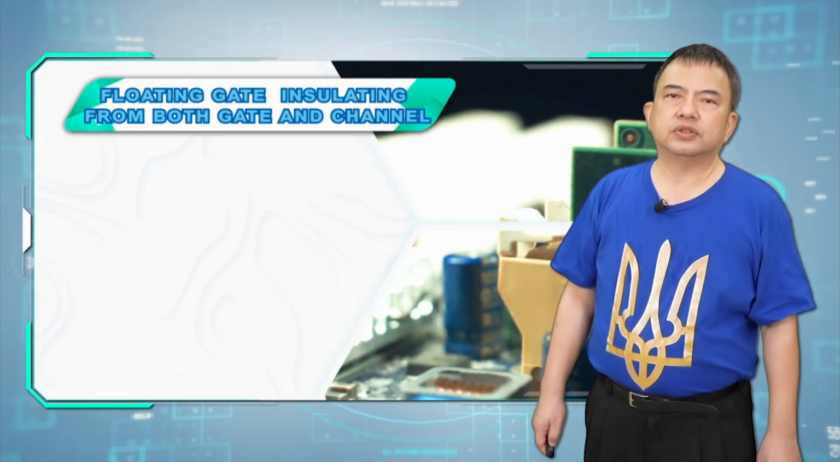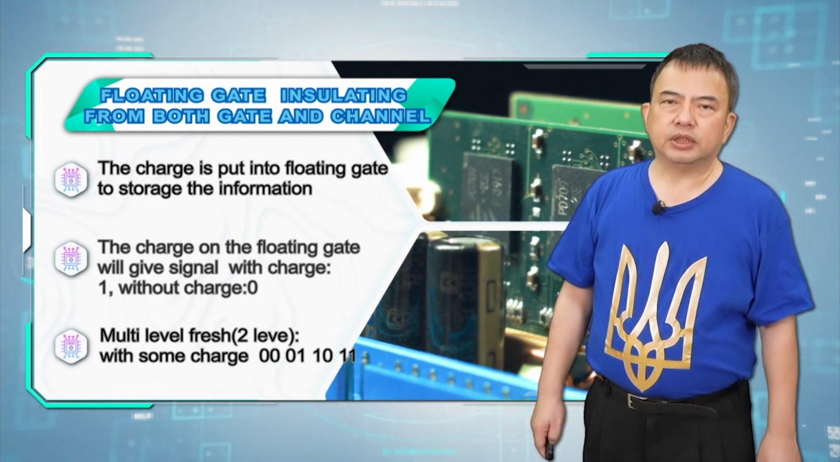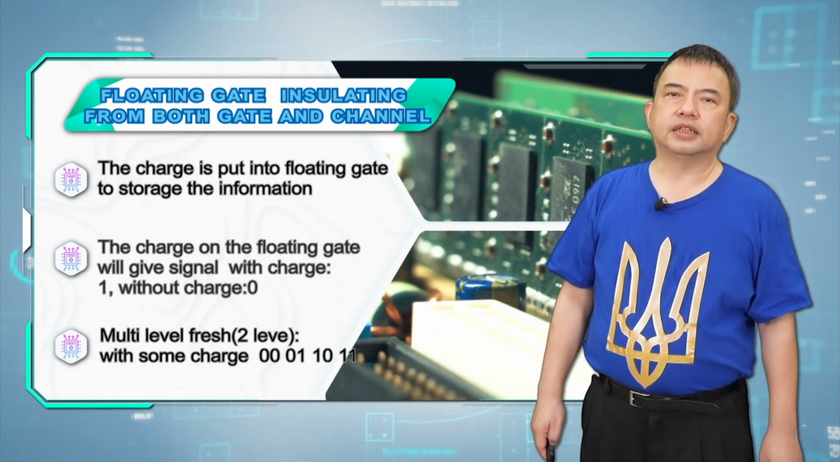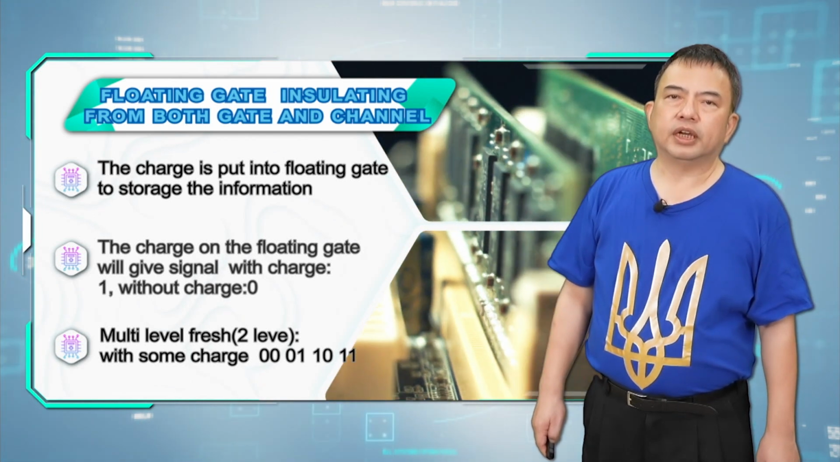Floating gate is a conductor that can store charge, therefore changing the current on the channel. By putting charge into the floating gate or taking the charge out of the floating gate, we can switch the signal storage between 0 and 1.